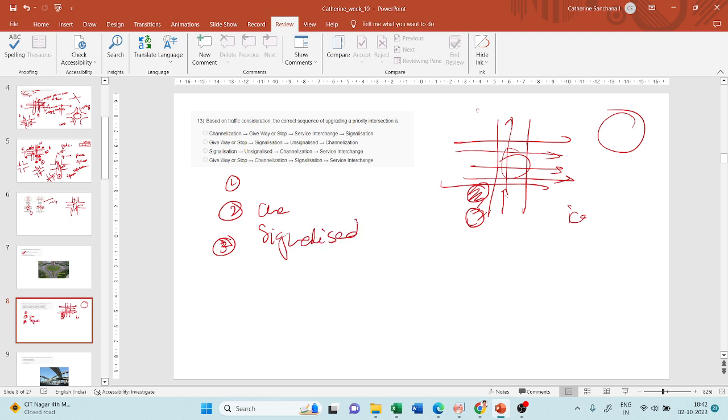And what is the final resort for reducing the number of conflict points, and which is the most costly resort, is providing an interchange. So they will always keep this interchange as the last resort. Okay, so the correct order is install give way or stop sign, then try to provide channelization, then go for signalization. If channelization is not enough, you will go for signalization, and if signalization is not enough, you will go for service interchange. Okay, so this is the order.